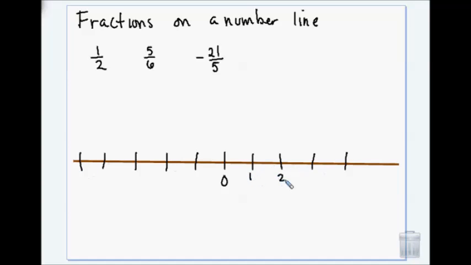Okay, so I have 1, 2, 3, 4, -1, -2, -3, -4, -5. 1/2 is going to be exactly halfway between 0 and 1, right? Five-sixths. If I break this into 6 pieces, this is the 6th piece. So 5/6 is right here.